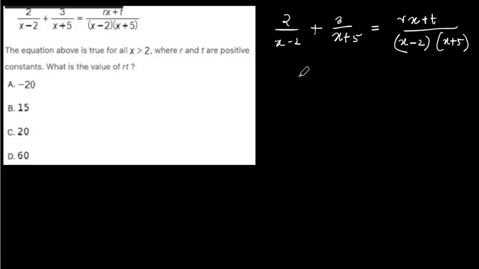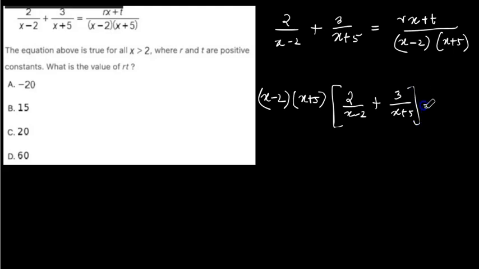So I know to remove the denominators on the left side, I have to multiply the whole thing on the left side with the product of their denominators, which is x minus 2 times x plus 5. So that would give me, I'm multiplying x minus 2 times x plus 5 with both of them. So 2 over x minus 2 plus 3 over x plus 5.